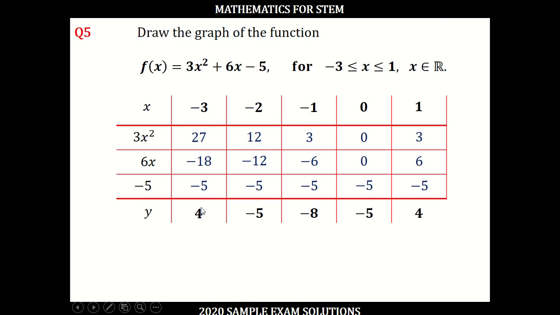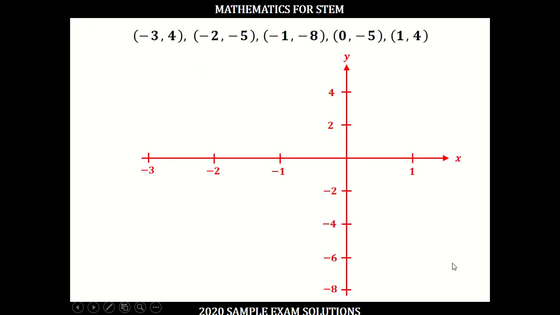So we can write down the coordinates: minus 3, 4, minus 2, minus 5, minus 1, minus 8, 0, minus 5, and 1, 4. So now we're going to plot these. So we'll go across to minus 3 and up to 4. That's your first point. Across to minus 2 and then down to minus 5.